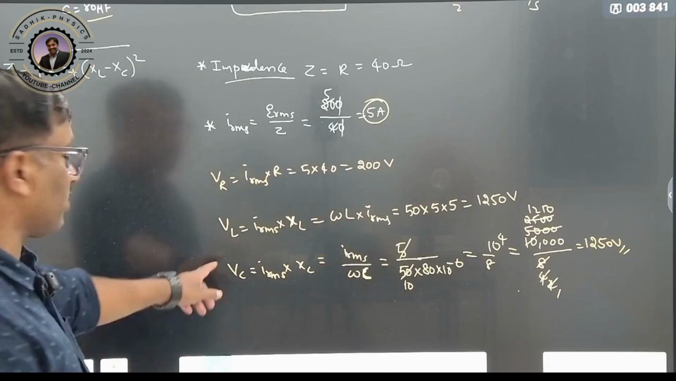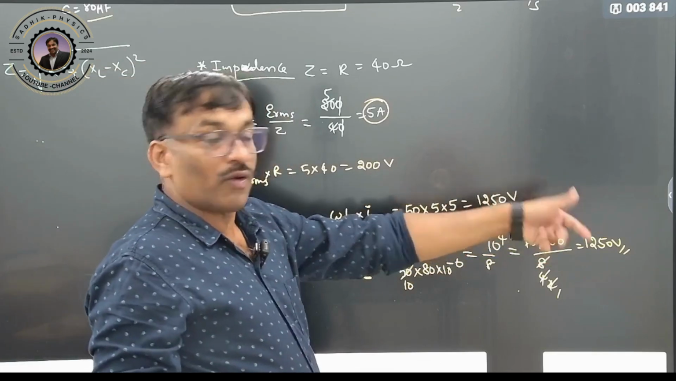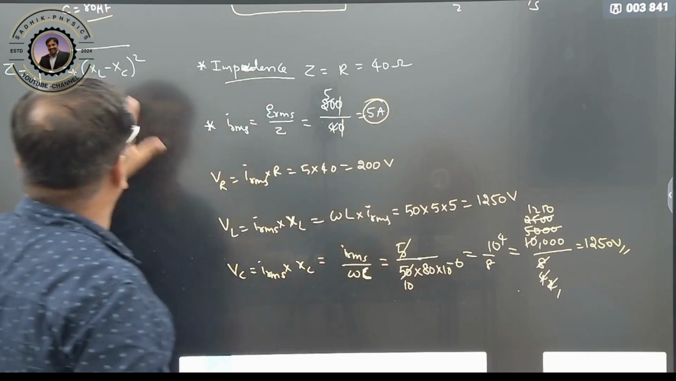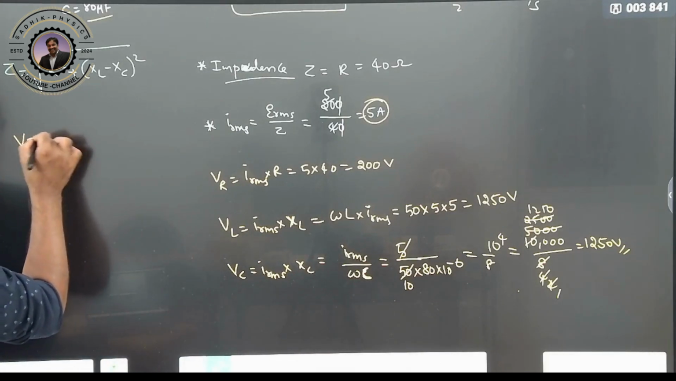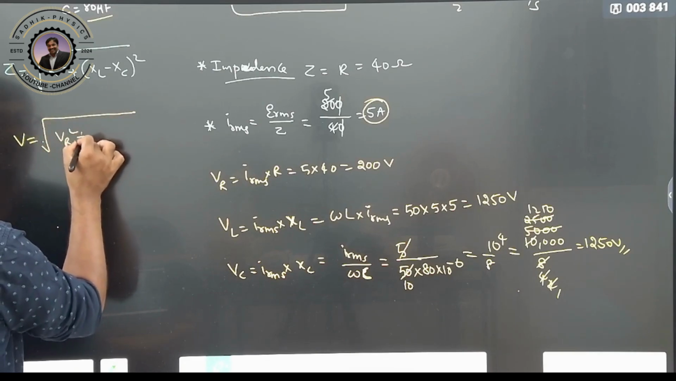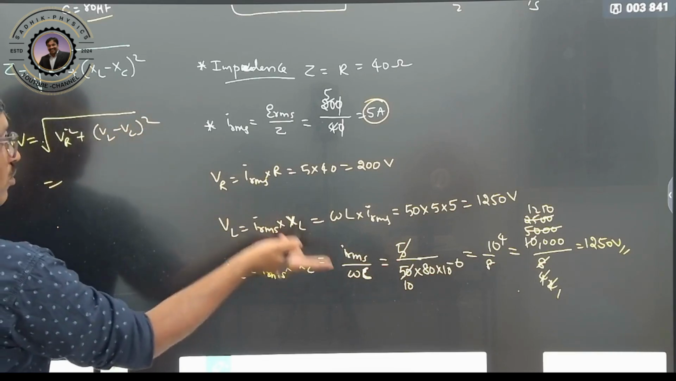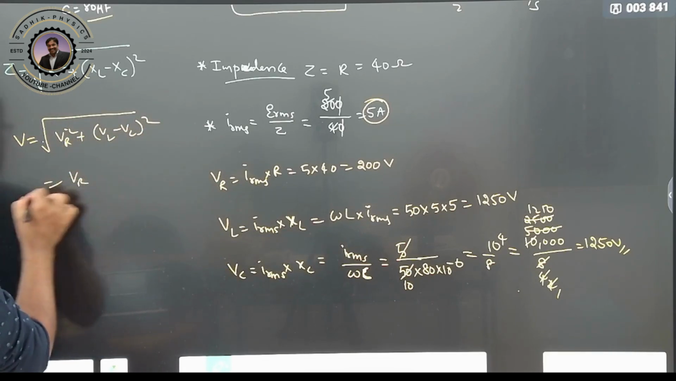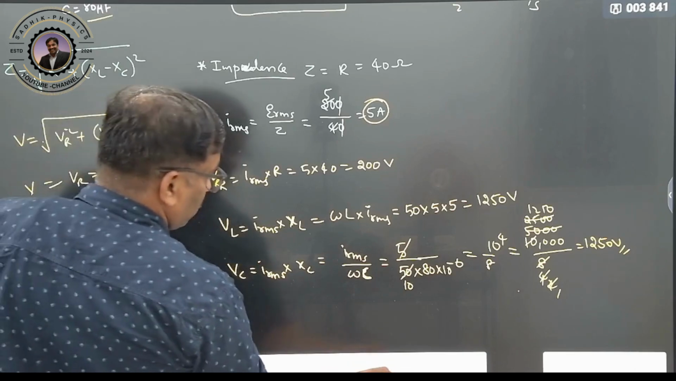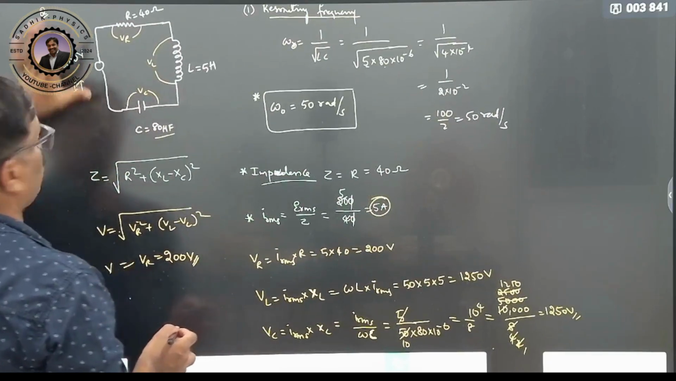Clear? Potential drop across the capacitor and potential drop across the inductor, both are the same. But why are we taking RMS voltage? What will be the total net voltage here now? Net voltage will be nothing but 200 volts. Why? Because it is the square root of VR square plus VL minus VC whole square. VL minus VC are both the same, so that is 0. Therefore VR is the resultant, which we got as 200 volts. That's why across this one it is 200 volts.